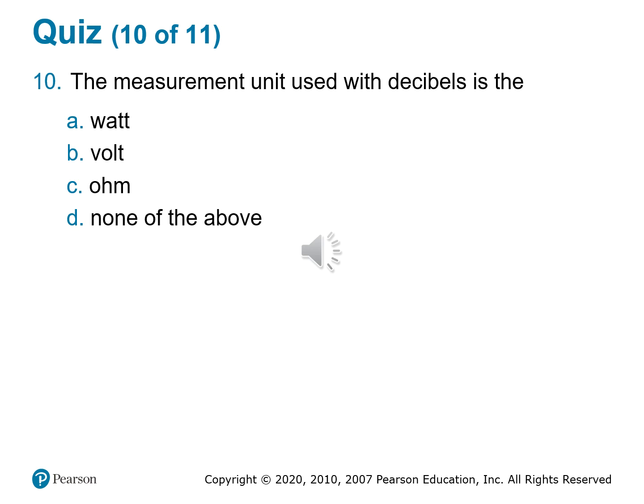Question number 10. The measurement unit used with decibels is the what? Watt, volt, ohm, or none of the above. Again, A is for watt, B is for volt, C is for ohm, and D is for none of the above. Go ahead and pause the video now. Thank you for returning. The answer in this case is D, none of the above.